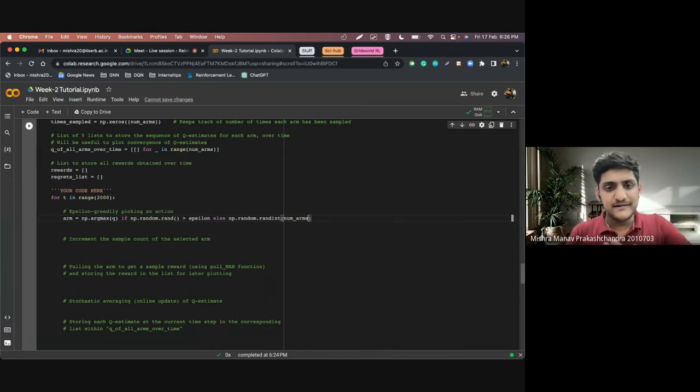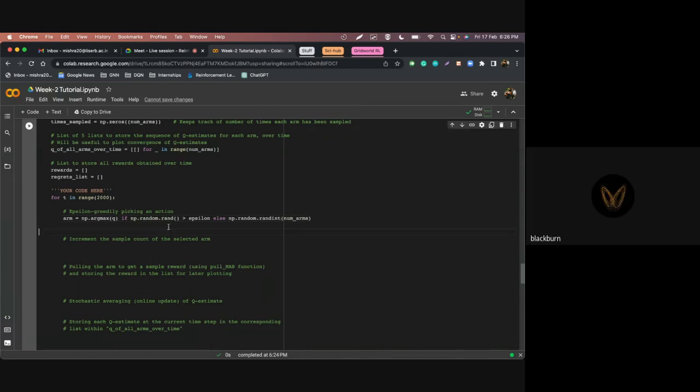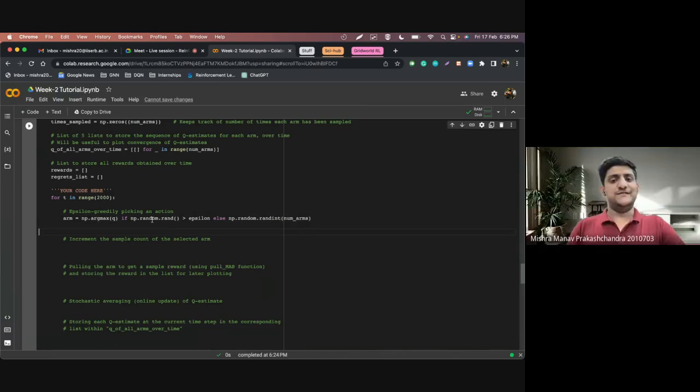This line is clear? Yes, sir. So I have done argmax of q if I sample a random number between 0 and 1 and that number is greater than epsilon. If that number is less than epsilon, I do a random selection. So this is clear, right? This np.random.rand part, how this is done. I'm selecting a random number between 0 and 1. If that number is greater than epsilon, it's fine. If it's less than epsilon, I do the exploration.